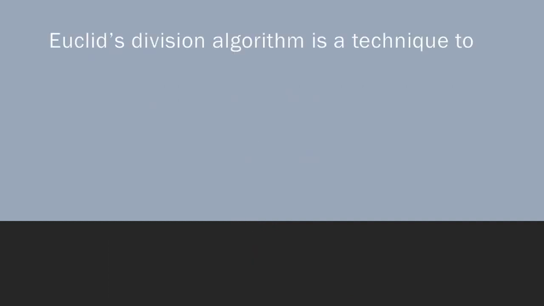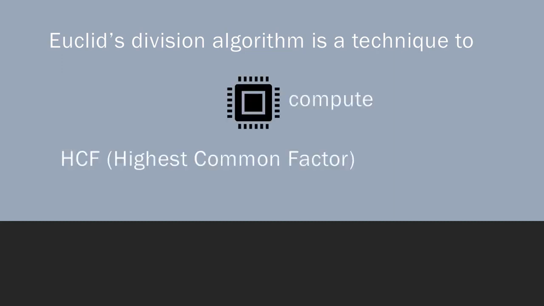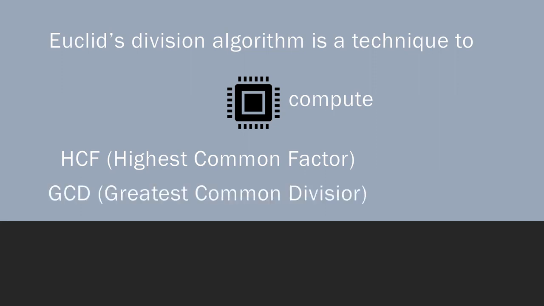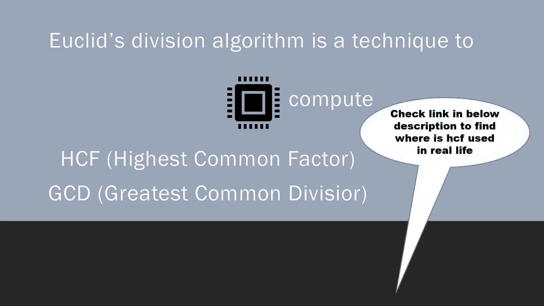Now we'll see Euclid's division algorithm, which is a technique. What is this technique used for? It is used to compute highest common factors or greatest common divisors. You want to know where this is used in real life? You can check the link in the description below to find where HCF is used in real life, so that it will be more interesting for you to learn.